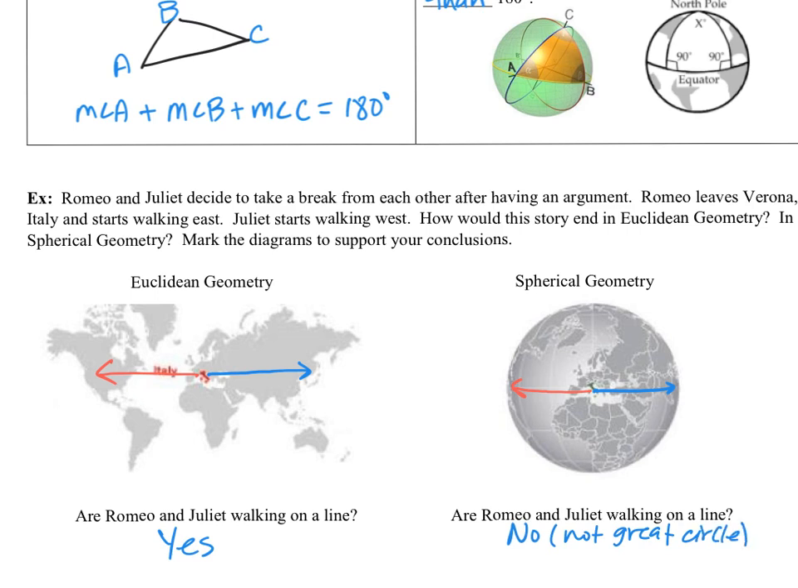All right? But how about the end of the story? If Romeo starts walking to the east and Juliet starts walking to the west, since they're walking on a sphere, eventually they would meet up again. So in spherical geometry, the end of that story would be a little bit happier.